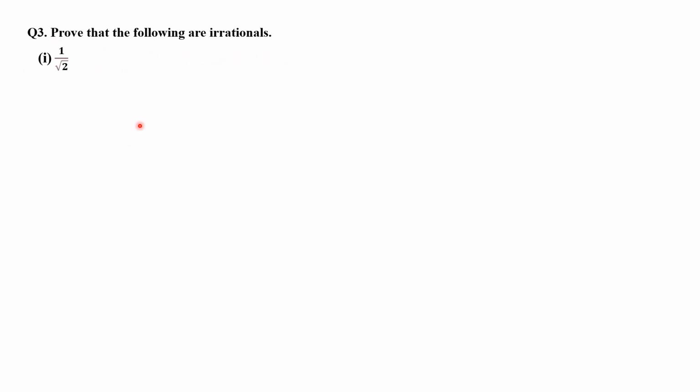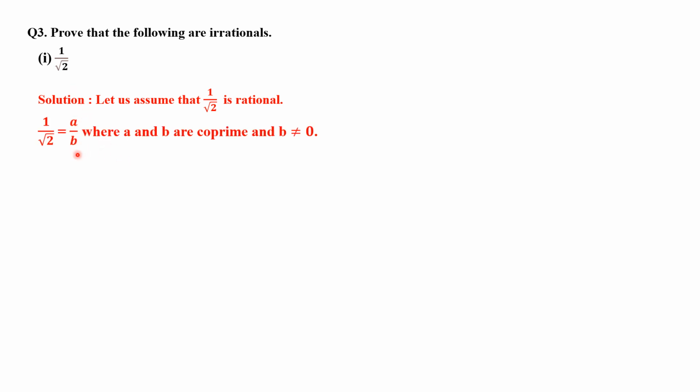The first one is 1 by root 2. So here also I am going to assume that 1 by root 2 is a rational number. And if it is a rational number, I can write it in the form of a by b, where a and b are co-prime and b is not equal to 0. Now from here, if I cross multiply, I will get a into root 2 is equal to b into 1, which is b, isn't it?